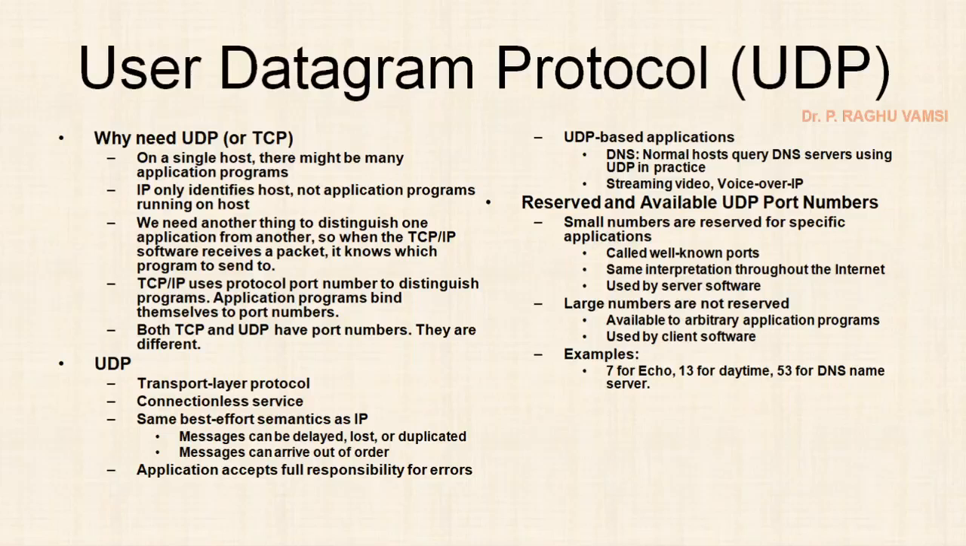Here, as I told you, TCP and UDP mainly focus on ports. Reserved UDP port numbers are the most popular and dedicated ones, used by many services. A small number are reserved for specific applications, called well-known ports, used by server software, especially port 7 for echo, 13 for daytime and 53 for DNS services. These are the port numbers especially used for UDP services, for getting services from the corresponding servers. With this information, we'll move forward and see the packet structure.